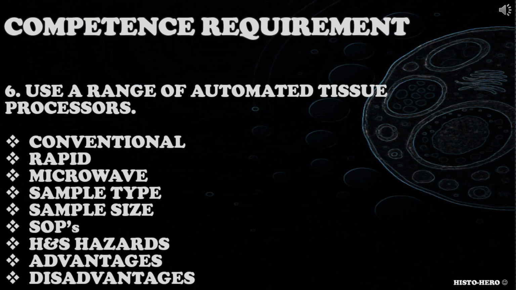When addressing this requirement, candidate could consider conventional, automated, rapid and microwave-assisted processors, types of samples each can be used for, size of samples, local protocols and SOPs, health and safety hazards associated with range of processors, advantages and disadvantages of various processors and so on. Encourage the candidate to use examples from their practice.